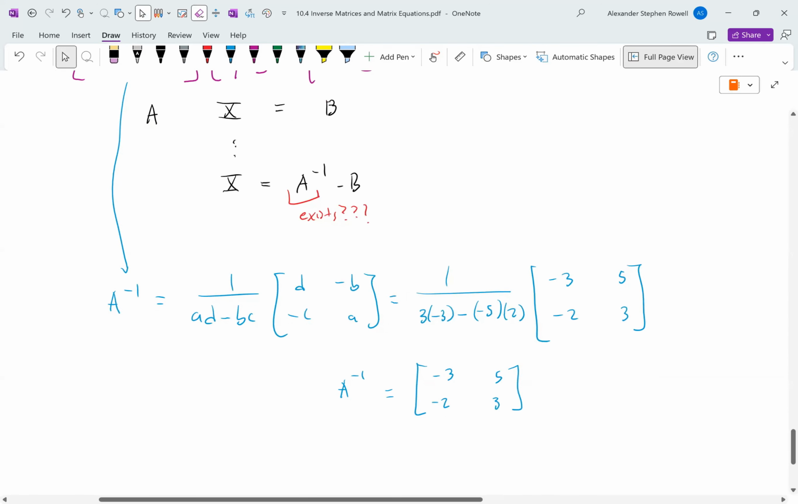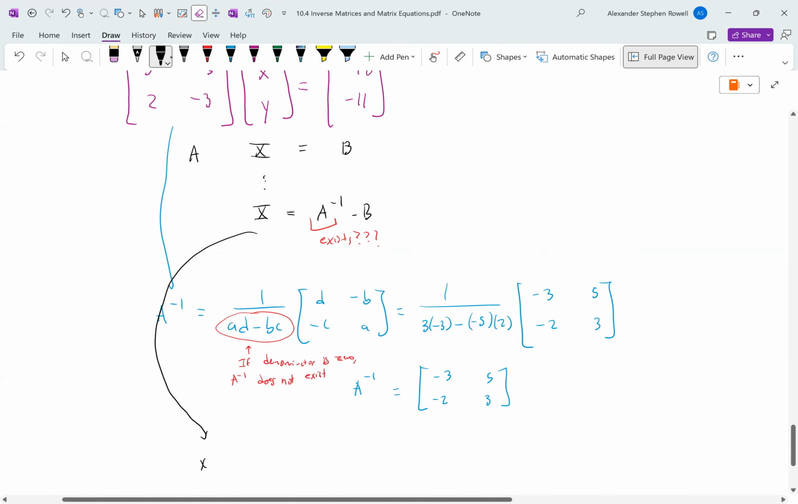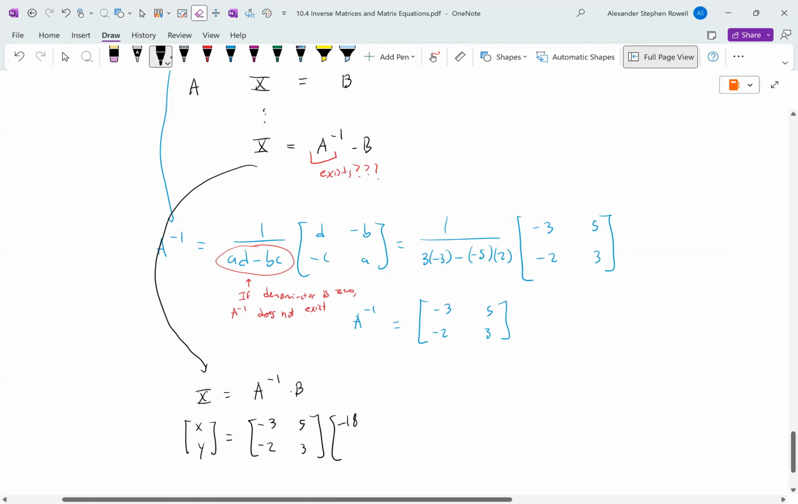We found the inverse. Someone asked, does this always work? Sometimes this matrix is non-invertible. So how would I know if the matrix is non-invertible? If this denominator is 0. Okay, so my solution matrix, matrix X, is equal to A inverse times B. Or in other words, XY is equal to negative 3, 5, negative 2, 3 times my solution matrix, negative 18, negative 11.